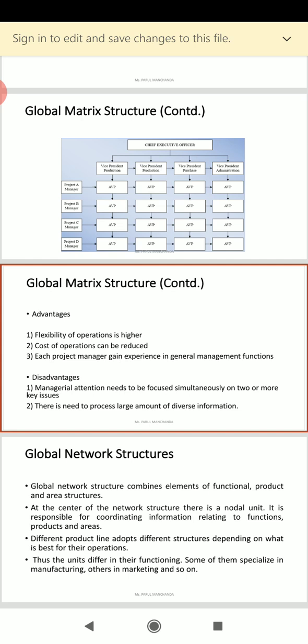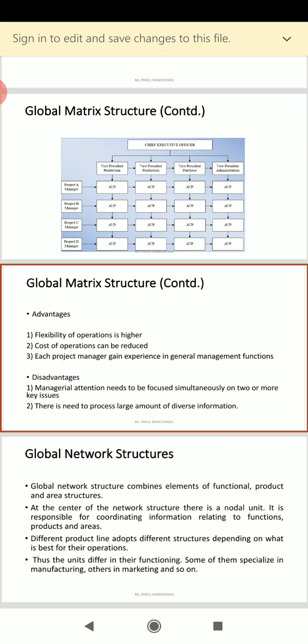Now if I talk about the disadvantages of this organization structure, the conflicts and confusion that might arise are the biggest disadvantage. You at times would wonder what deadlines do I need to follow, whose deadlines do I need to follow, whose instructions do I need to follow. So this is particularly a matter of concern.